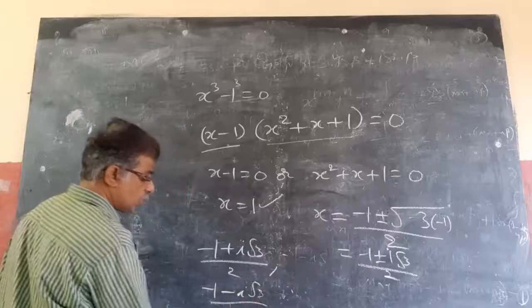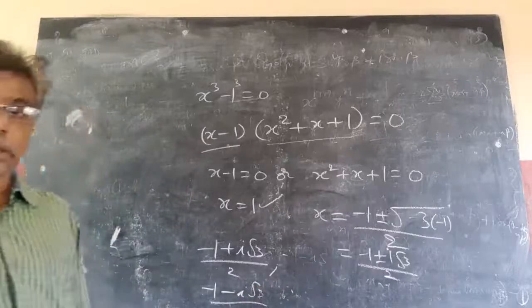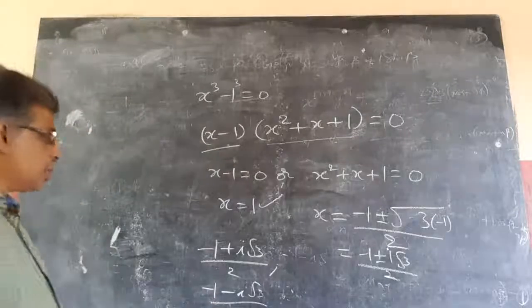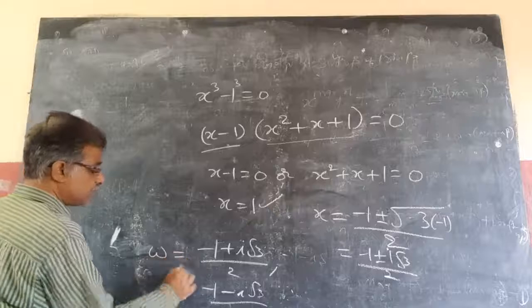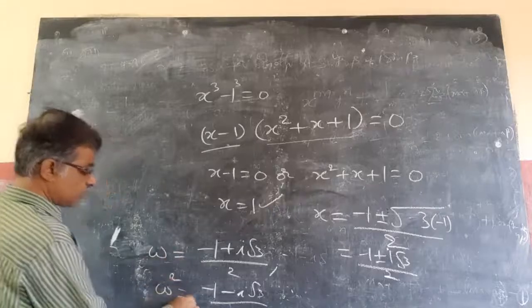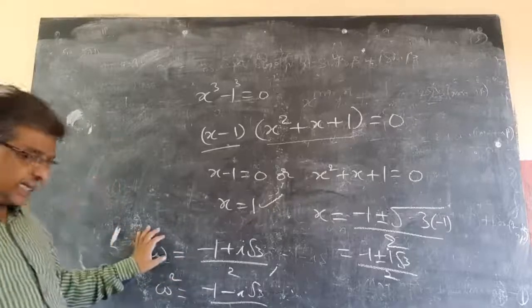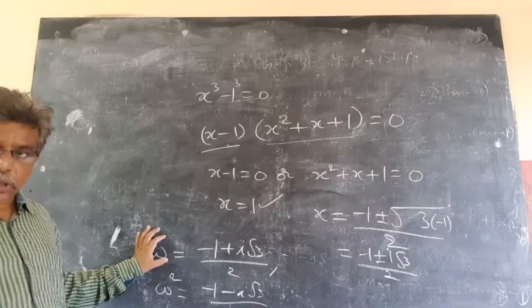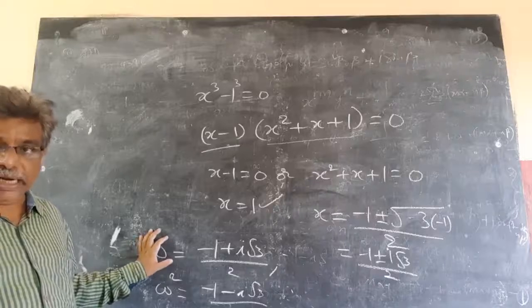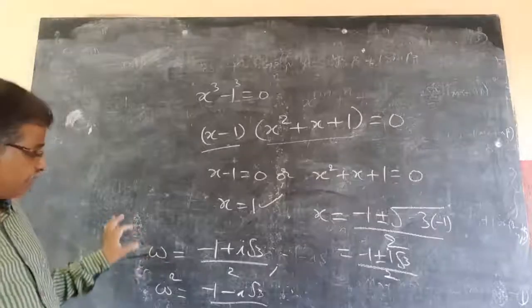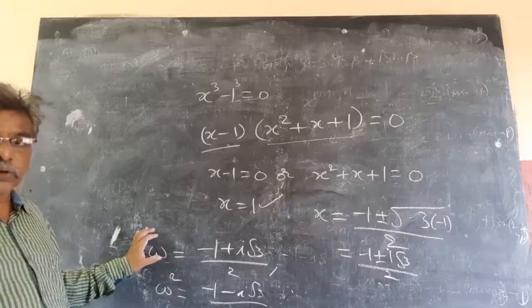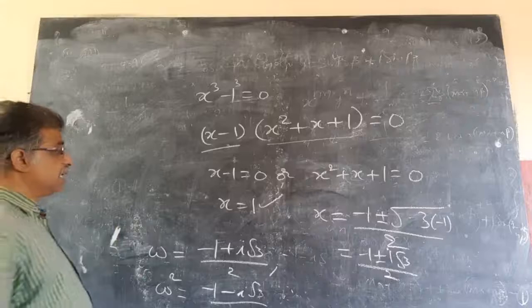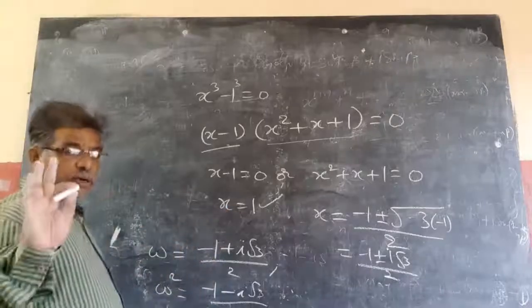So these are the other two roots, complex conjugate roots: minus 1 plus i root 3 by 2 and minus 1 minus i root 3 by 2. Usually we represent this one with omega and this one with omega square. Why is this omega square? This can be any complex number, no need to take omega, you can take a also, but the universal representation is omega. Why? Because whenever you see omega, you can say that 1, omega, omega square are called the cube roots of unity. So 3 roots will be there.